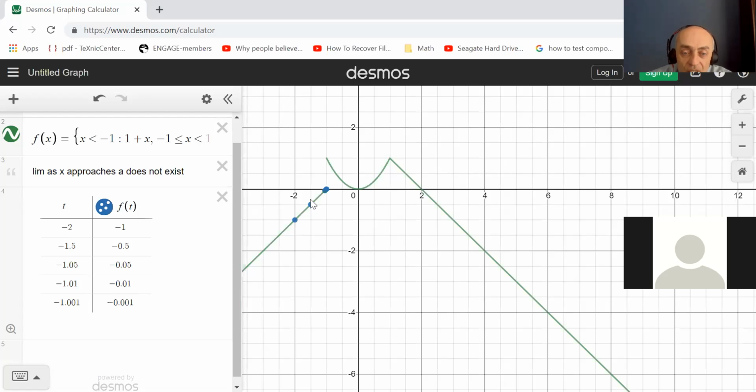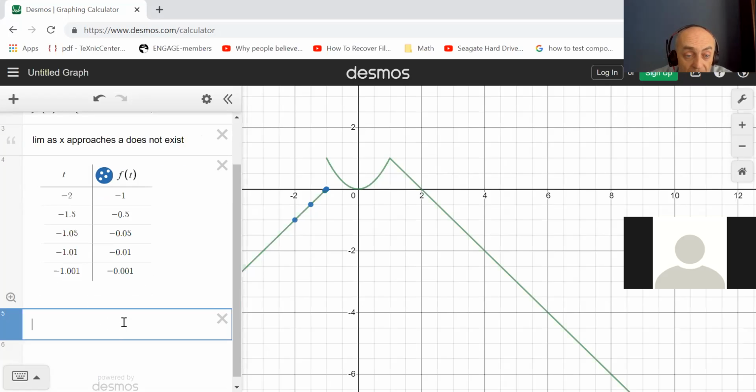As you can see, as you approach -1, the limit, I'm going to write here a note in decimals: the limit as x approaches -1 from the left is, and please let me know what that is. What do you see from the table here? It looks like it's what, folks?